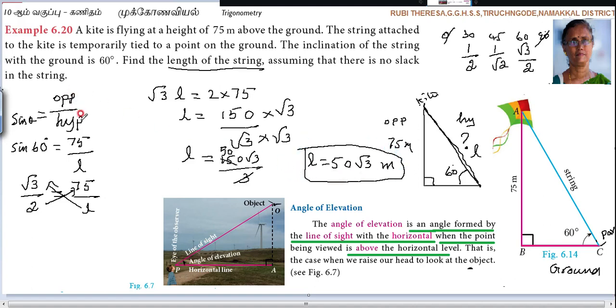Instead of opposite by hypotenuse, if you want to give names, you can. The opposite side is AB and the hypotenuse is AC. You can change and give the names. The right angle is at B, and the angle of elevation of 60 degrees is at C. So at this point only the string is tied.